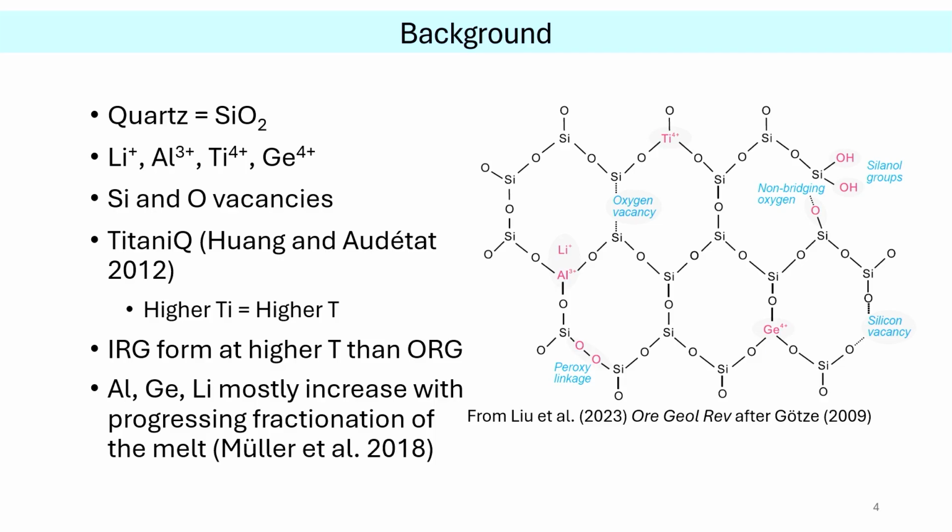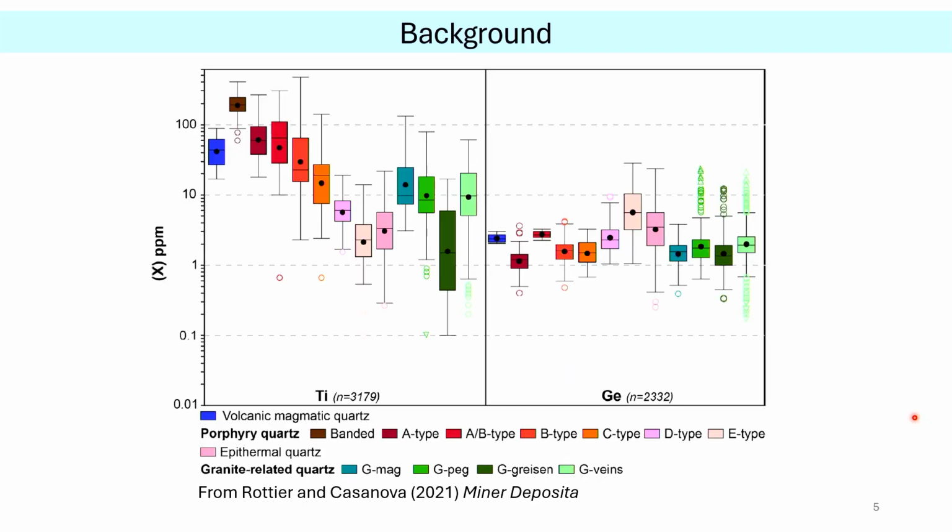So it would be expected that titanium in quartz from intrusion-related gold systems would be higher than in quartz from orogenic systems. Typically aluminum, germanium, and lithium mostly increase with progressing fractionation of a melt, if there's a melt involved. So typically you would see aluminum, germanium, and lithium higher in lower temperature systems. So that's a brief background.